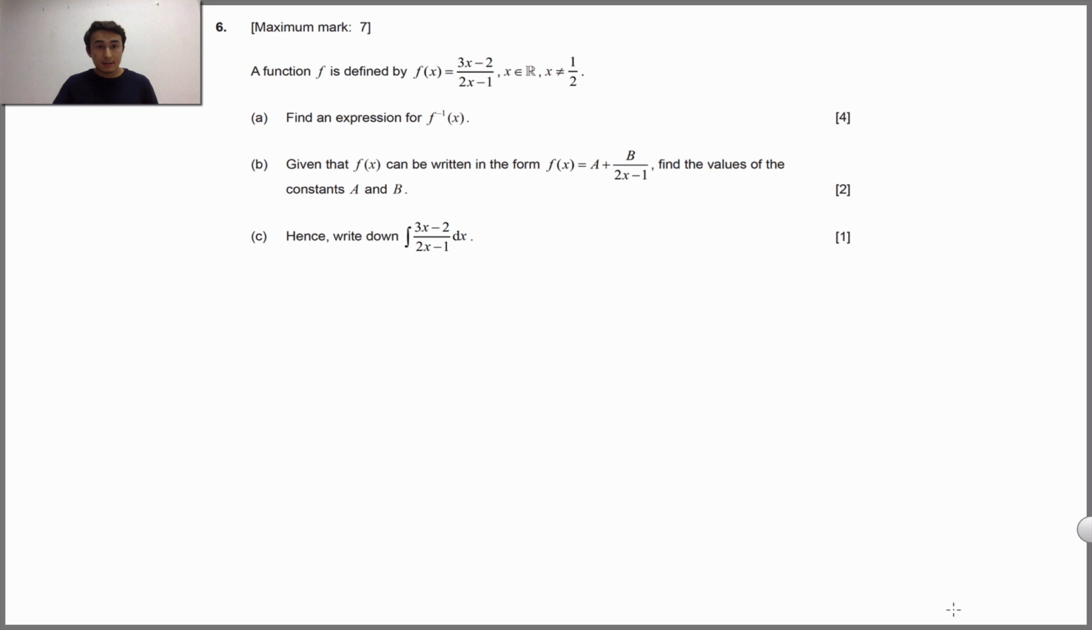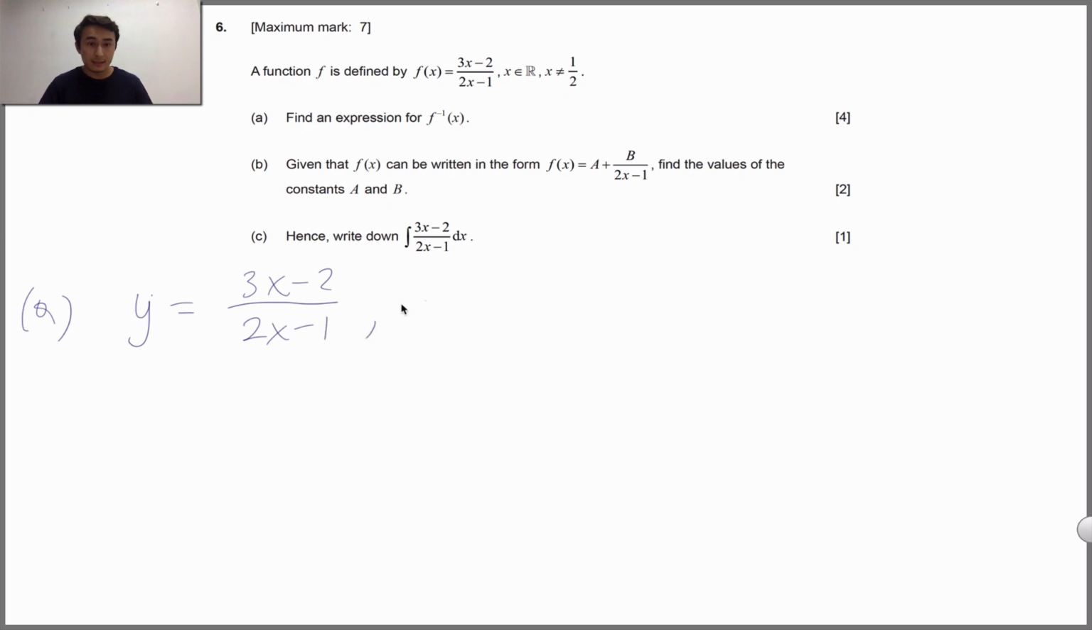Next question. A function f is defined by f of x like that. Find the expression for the inverse function. Okay, this is a very good question. So you might know this or you might not know this. Basically, the very first step for finding the inverse function is this. Instead of f of x here, we need to write y is equal to, and then the rest is the same, 3x minus 2 divided by 2x minus 1.